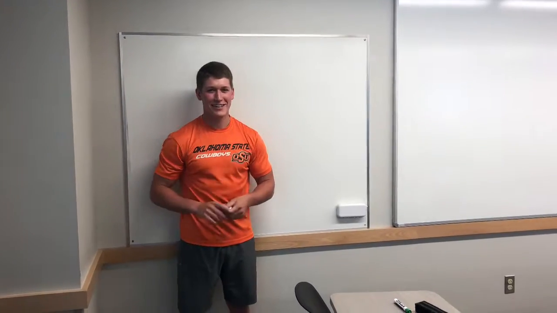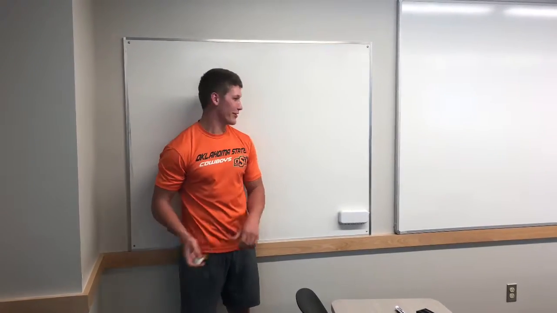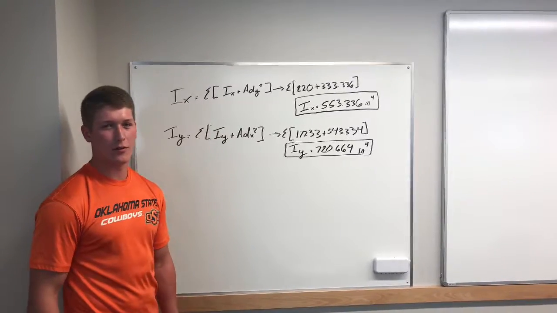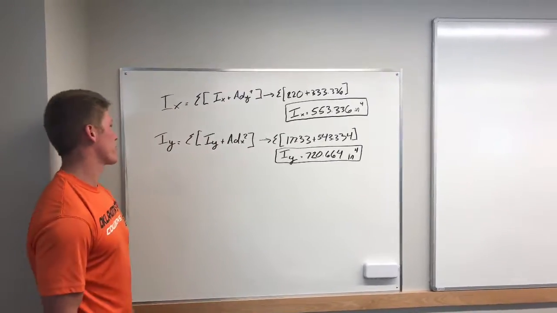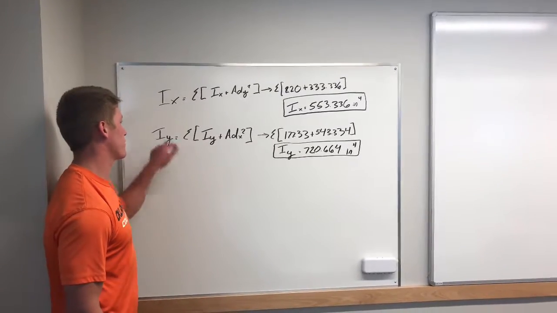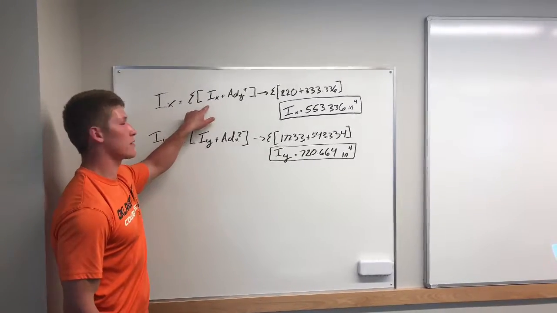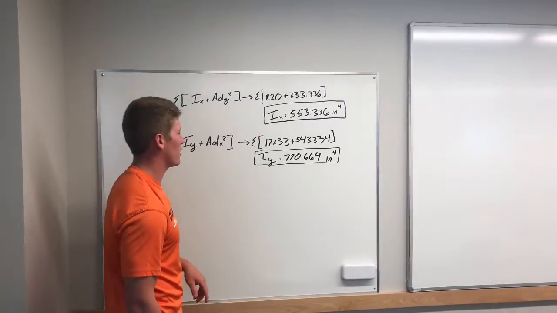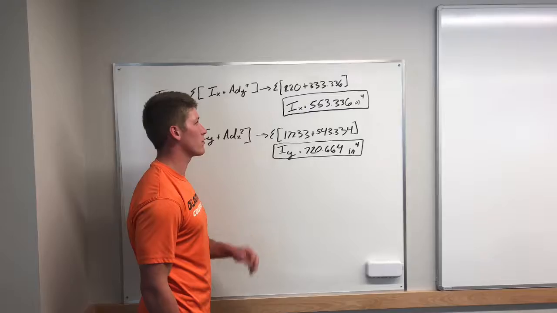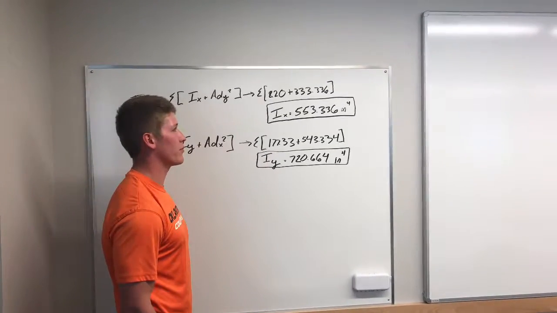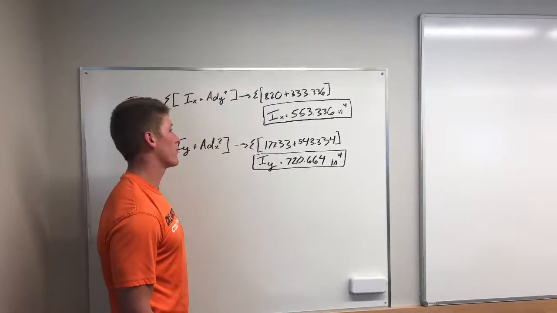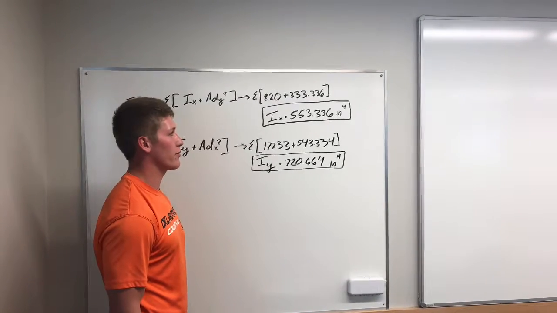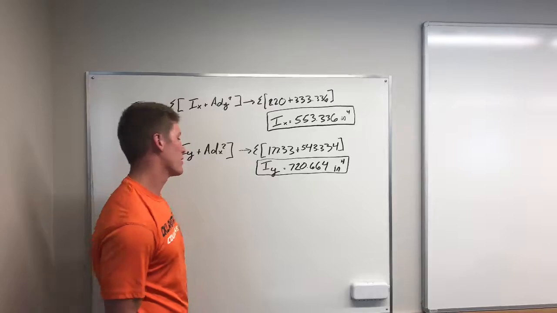Thanks, Johnson. Now we're going to start our equations for moment of inertia. Okay, so now we have our equations for moment of inertia. First, we're going to look at Ix. To get Ix, we're just going to need the sum of Ix plus Ay squared. So we're going to pull these numbers from our previous table, and with that, we get 220 plus 333.336 for a total of 553.336 inches to the fourth.